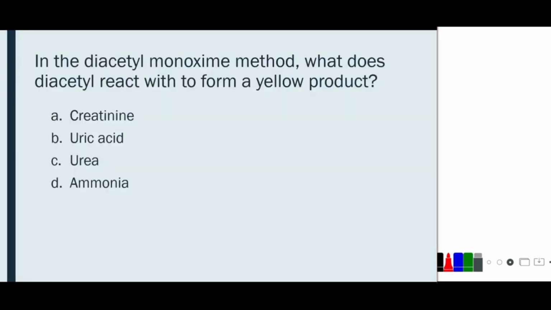Proceed with the next question. In the diacetyl monoxime method, what does diacetyl react with to form a yellow product?